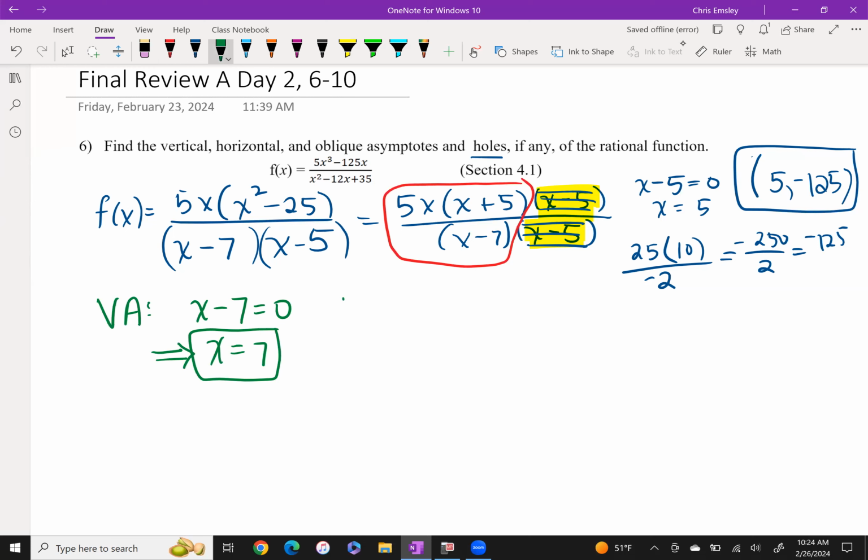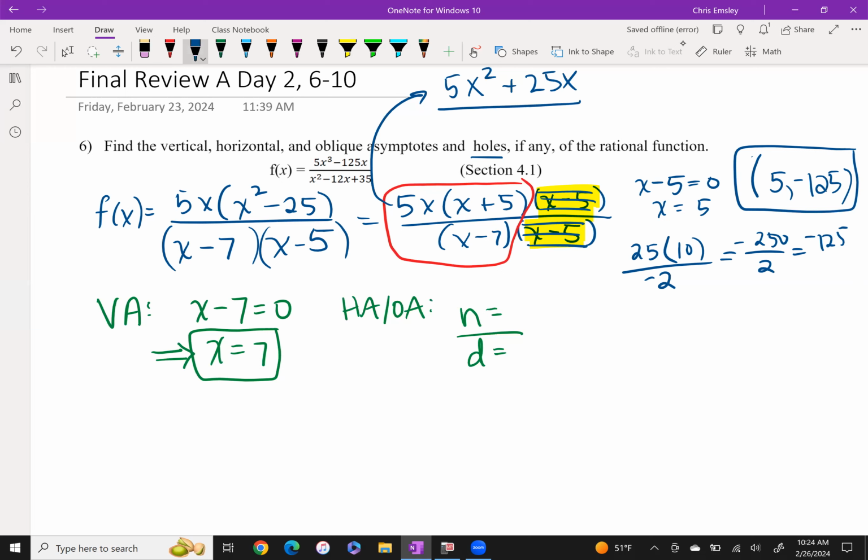Then we want to consider our horizontal asymptotes and oblique asymptotes. We figure those out together because both are based on the degree of the numerator, the highest exponent, and the degree of the denominator, the highest exponent. For the degree of the numerator, you either need to distribute and multiply that back out or just kind of see it in your head. I'll go ahead and write it up here just so we have it. If we were to distribute that back, we would have 5x squared plus 25x over x minus 7.